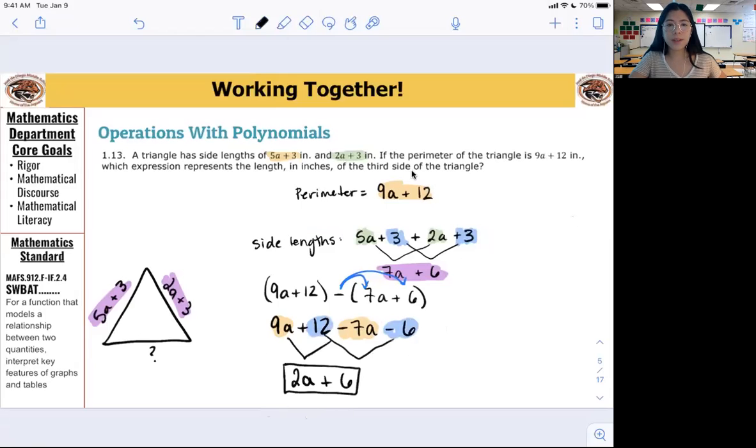Questions on this one? This one was a little more challenging because it was a word problem and you kind of had to work it out. But at the end of the day, we were adding at first, and then we were subtracting. So we're still just doing the same operations of addition and subtraction. Any questions? Okay, so somebody's asking about the exponents.